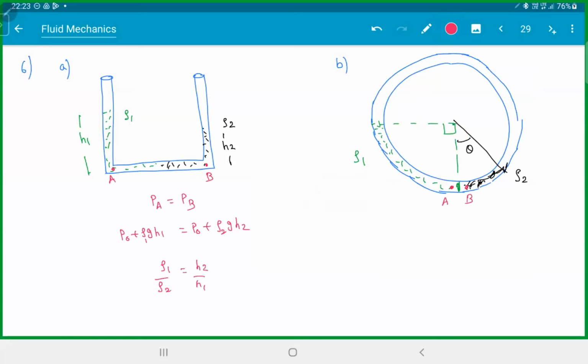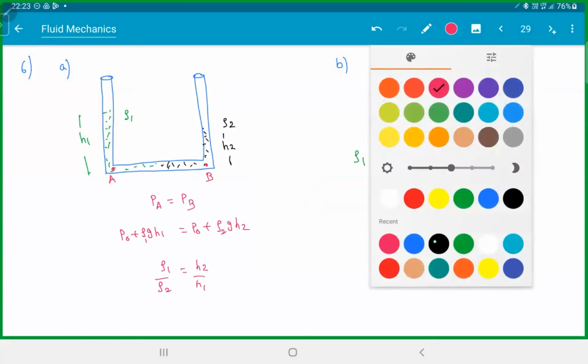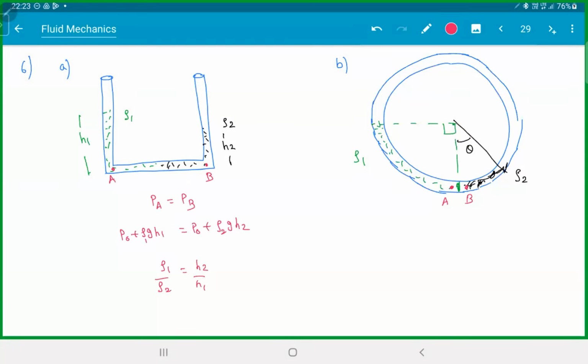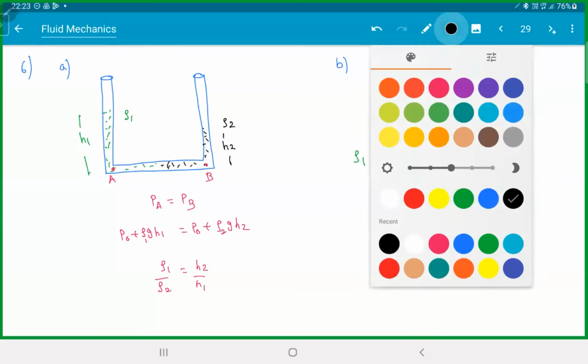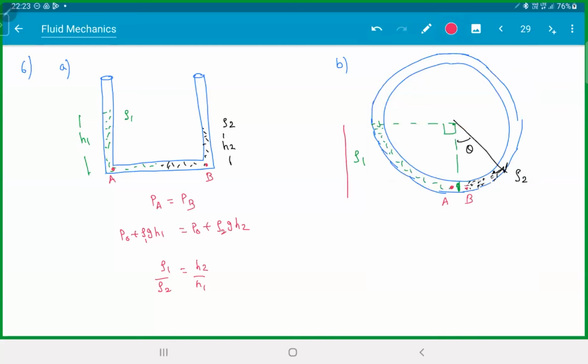Easy. Now here, tell me one thing, for a container, for the pressure, what do you take? You are interested only in the vertical height. You don't actually need the length. So what will be this height here? R. What will be this height here? R into 1 minus cos theta, na? Is that clear, everyone? That is the catch in the question.